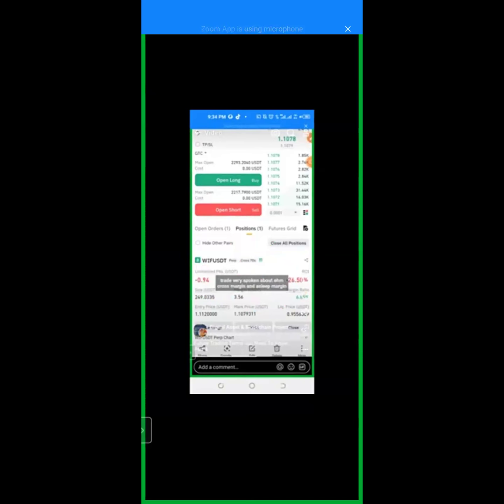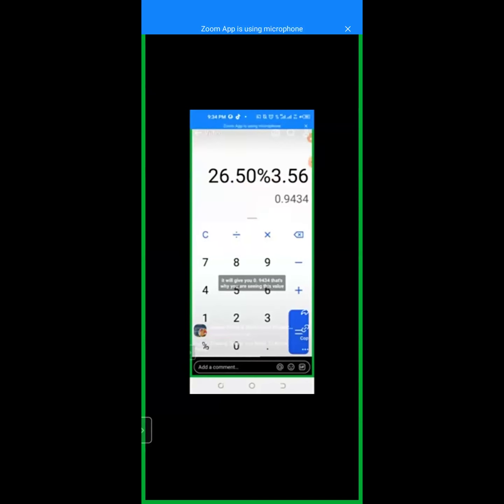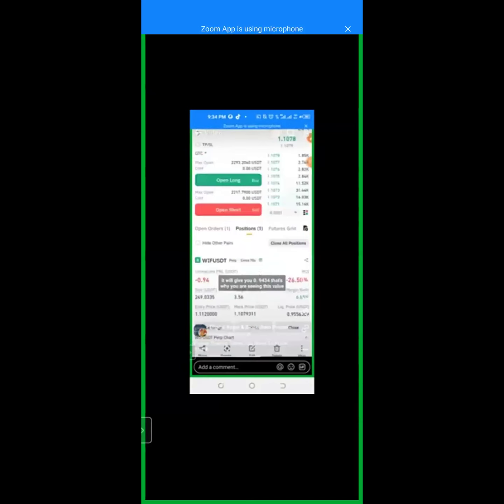I've already spoken about cross margin and isolated margin. Let me just show how this was calculated. You can see that the ROI here is minus 26.5%. This is your margin. How did we get this? If you do 26.5% of 3.56, it will give you 0.9434. That's why we are seeing this value here.